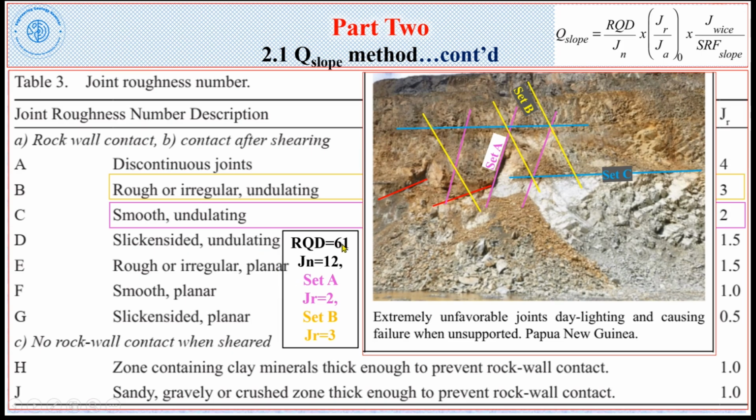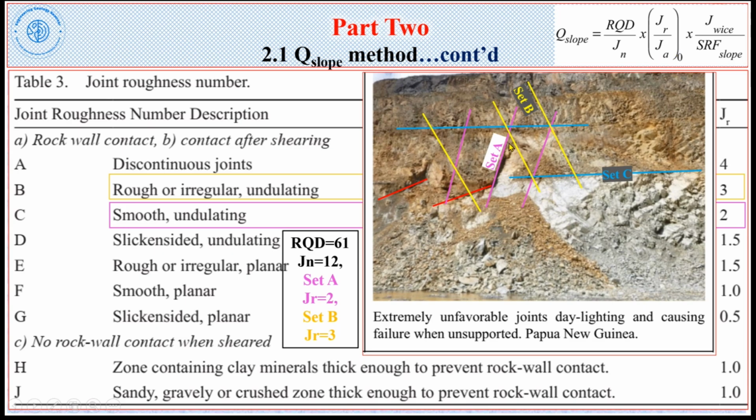Therefore, at this point, we have already determined the RQD value, 61, from the previous episode, and the joint set number, 12. For set A, we have a joint roughness number of 2, and for set B, we determined a joint roughness number of 3. The next step will be to determine the joint alteration number.